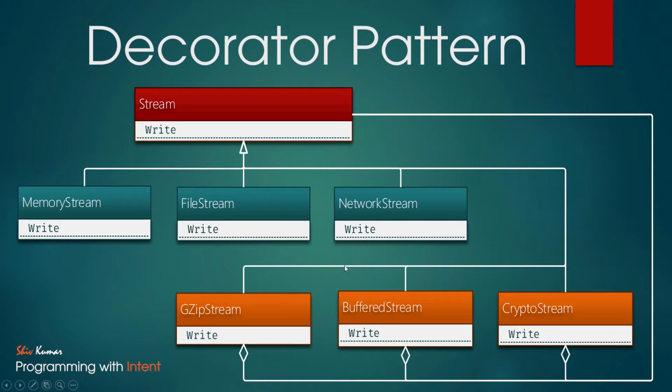We also have, descending from the same stream base class, the gzip stream, the buffered stream, and the crypto stream. Now these decorators, and the reason they're orange is that they're decorating, you can see that they each aggregate a reference to a base class. By base class, I mean it could be any one of the descendants from the base class.